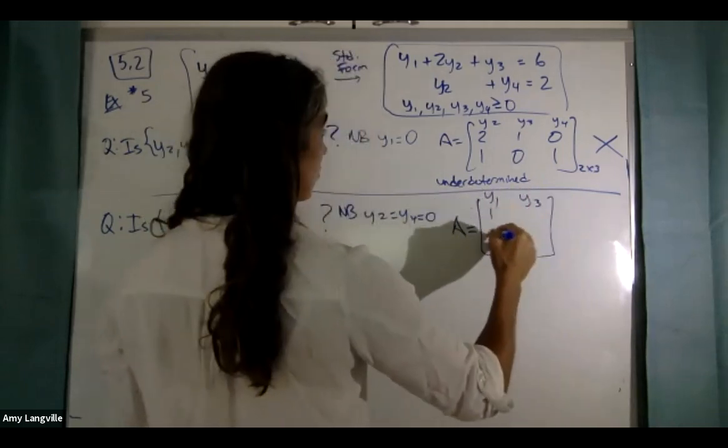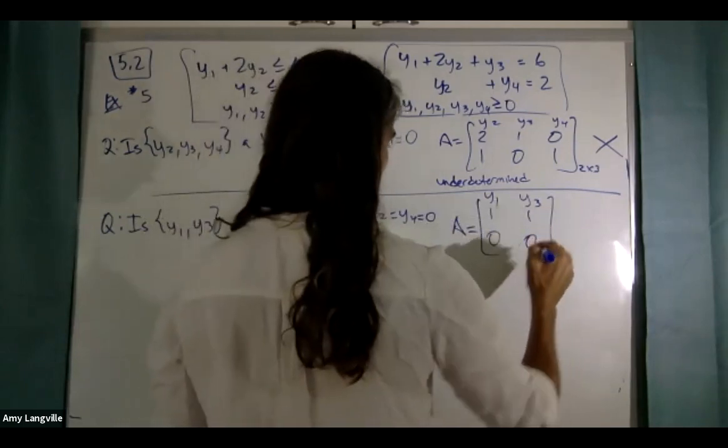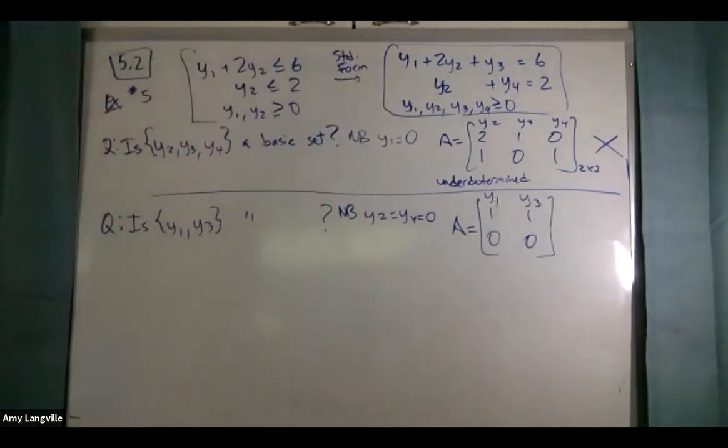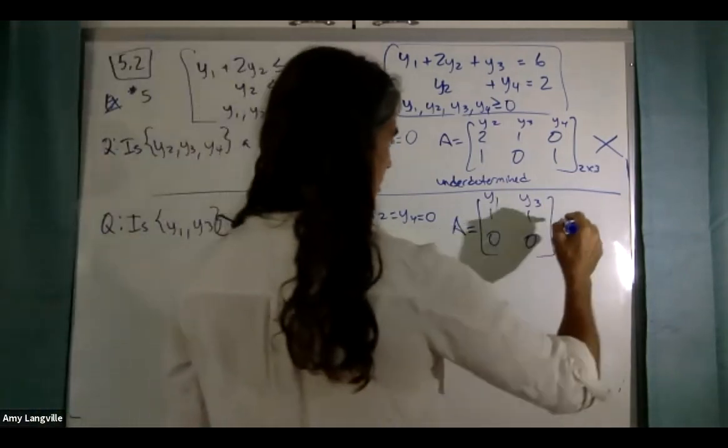Which is 1, 0, 3, 1, 0. All right, but what's the problem here? This is not full rank. Actually, it's linearly dependent columns and rows. I'm going to look at it. And rank equals 1, so not a basis.